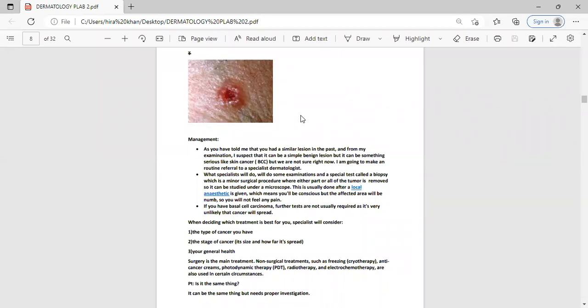And then you have to mention what the specialist is going to do. They will do some examinations and a special test called a biopsy, which is basically a minor surgical procedure where either a part or all of the tumor is removed, so it can be studied under a microscope. Are you with me, Clara? This is usually done under local anesthesia, which means you will be conscious, but the affected part will be numb, so you will not feel any pain. And if they confirm that you have basal cell carcinoma, further tests are usually not required, as it is very unlikely that the cancer will spread.